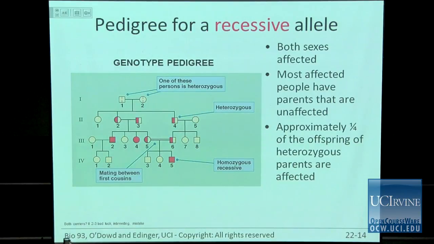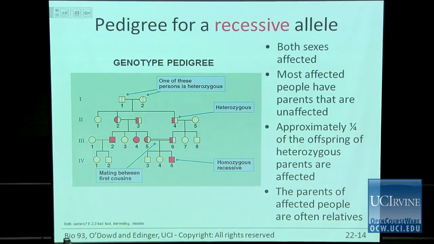Approximately 1/4 of the offspring of heterozygous parents are affected. So here, these people actually had 4 kids, and they had 2 that were affected. That doesn't mean it's not recessive inheritance. It just means they were unlucky. Instead of having 1/4 of their kids have the disease, they were unlucky and half of them did. It's just a random event like flipping a coin.